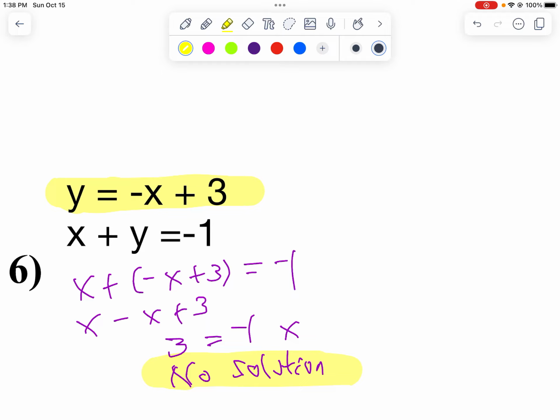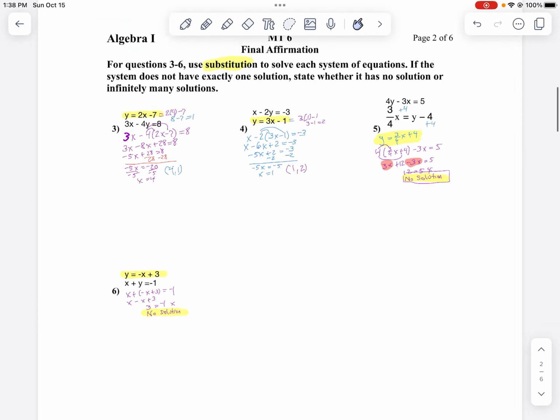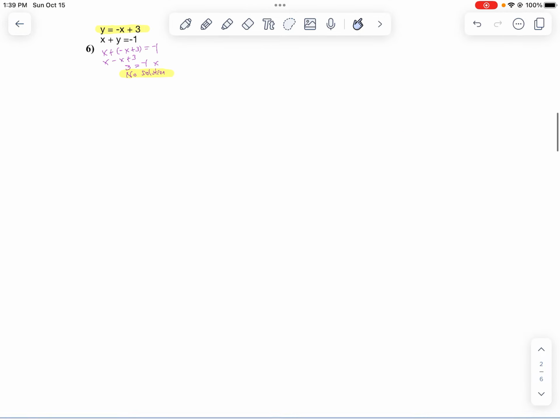And there's your answer. And that's it for that page, I do believe, because that was just your substitution page.